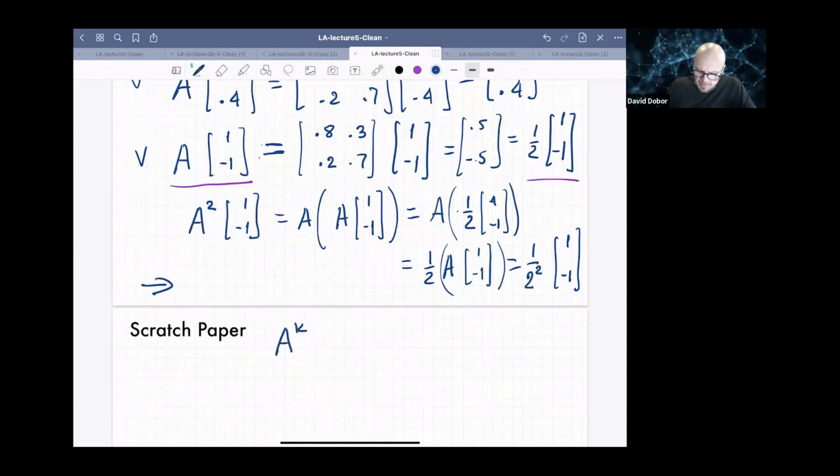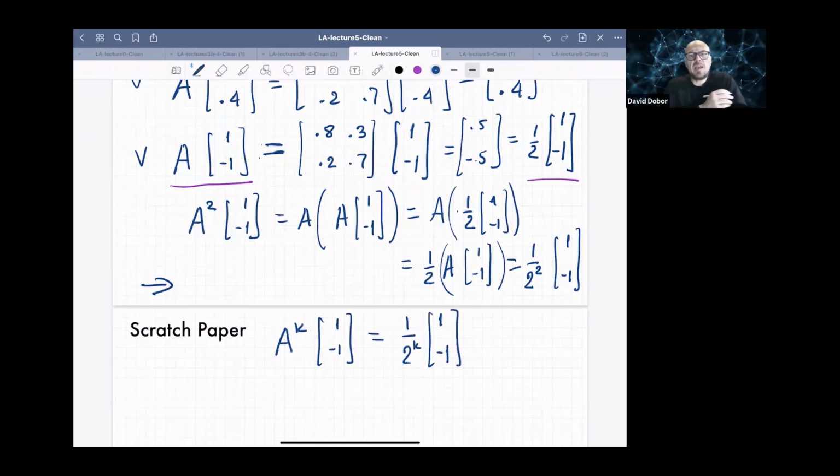I don't think it's too much of a stretch to claim that when A is applied K times to this vector 1, minus 1, what comes out on the other side, if K is large, is just a 0 vector, right? You agree that when K is 1000, the right-hand side here is just 0, 0 for large K.